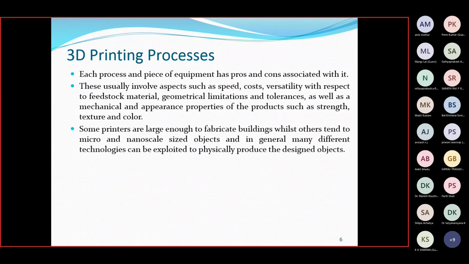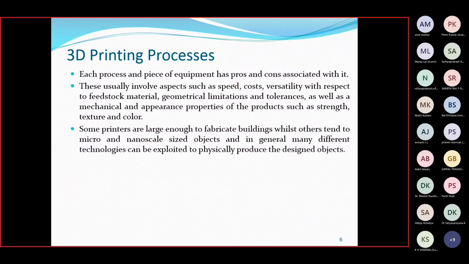So usually these involve aspects such as the speed of the printing machines, and how rapidly you want to generate your 3D object. Like very fast rapid prototyping, we have already discussed in the last session that stereolithography is there. Then cost is also involved, versatility is also there. Then with respect to feedstock material. Feedstock material is basically the filament or the material you are going to feed in the printer. That's known as feedstock material.